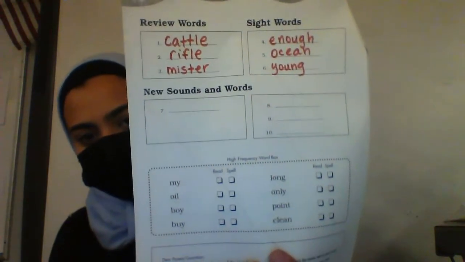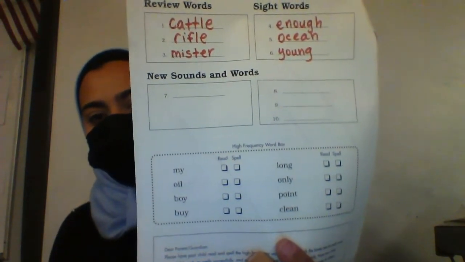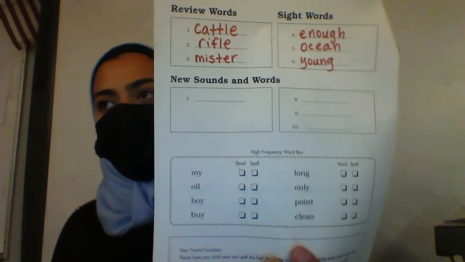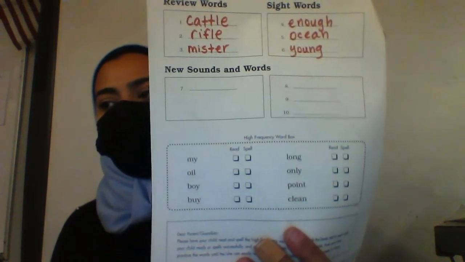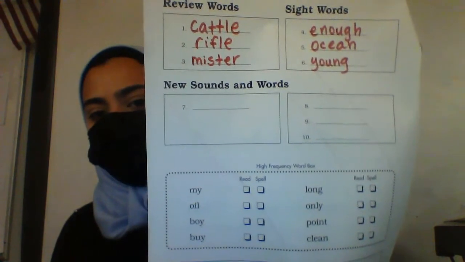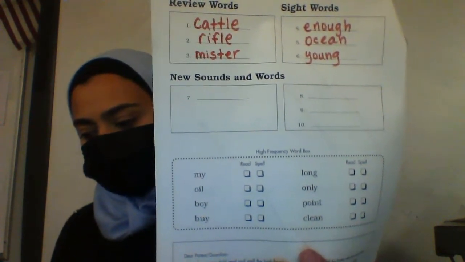Sorry. Okay, so now let me tell you how to spell them. And if you got them wrong, you can just correct it, okay? Number four was enough. E-N-O-U-G-H. Number five was ocean. O-C-E-A-N. Number six was young. Y-O-U-N-G. Yes.